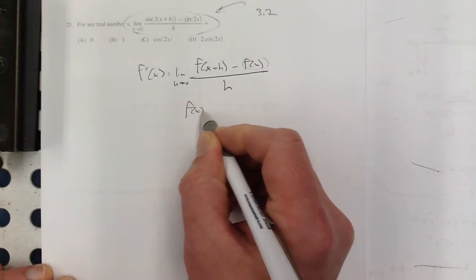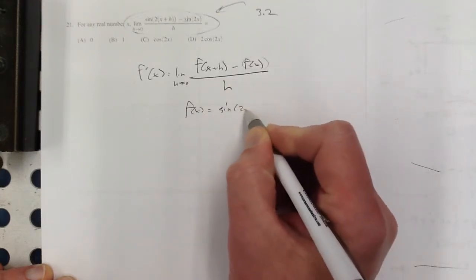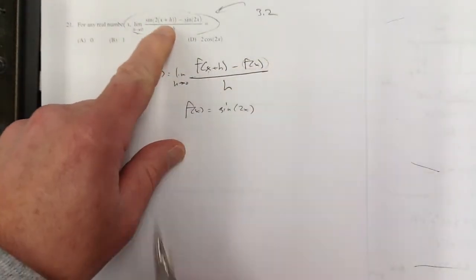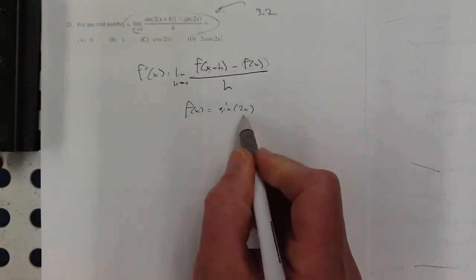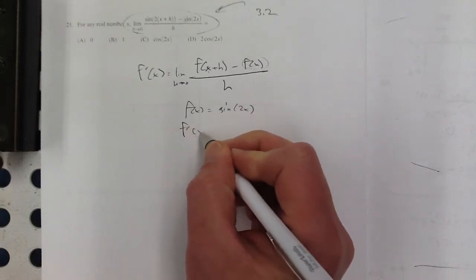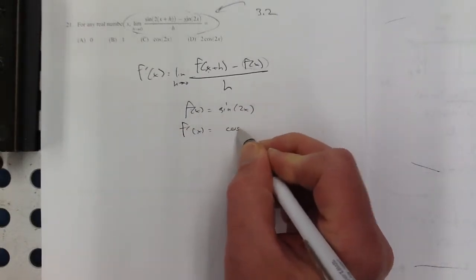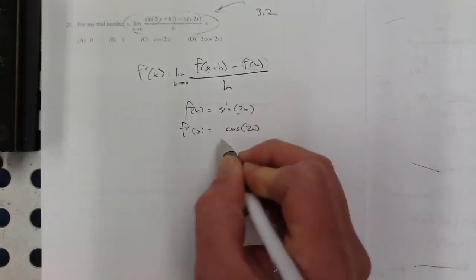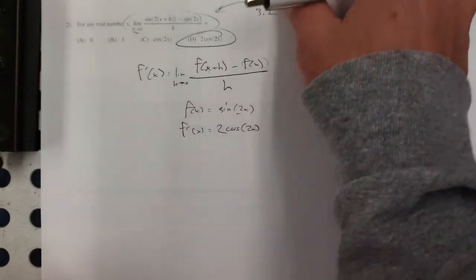F of x is equal to sine of 2x, and you can see how this is the same thing with x plus h plugged into it. If f of x is that, and this is the definition of the derivative, well, we know what the derivative of that is. The derivative of this is cosine of 2x times the derivative of what's inside. It's 2. That's D.